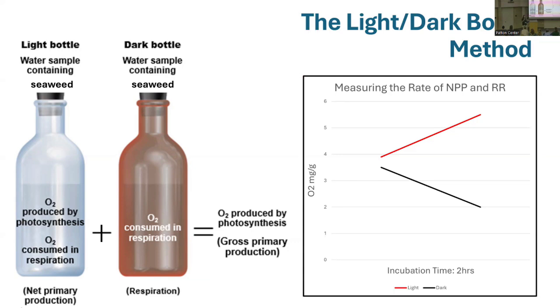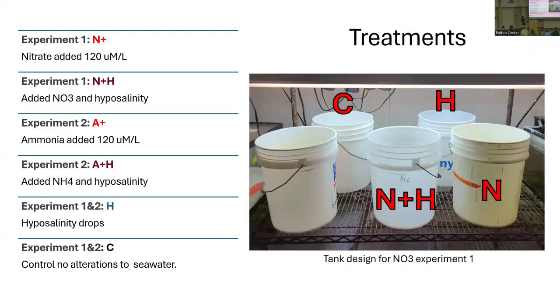And the difference is the rate at which the seaweed either respired or photosynthesized. Okay, so I did two experiments for logistic reasons, where the two separate experiments had a control group, hyposalinity group, combination nutrient and hyposalinity group, and a nutrient group. So the only difference between the two was the type of nitrogen that I introduced. I introduced 120 micromoles of ammonia in experiment 2 and 120 micromoles of nitrate in experiment 1.